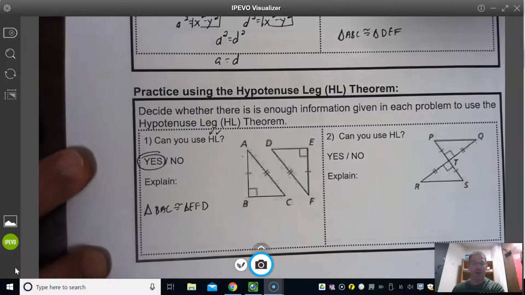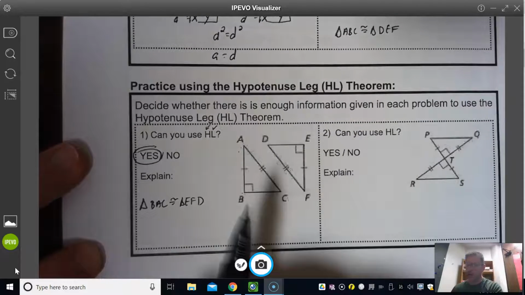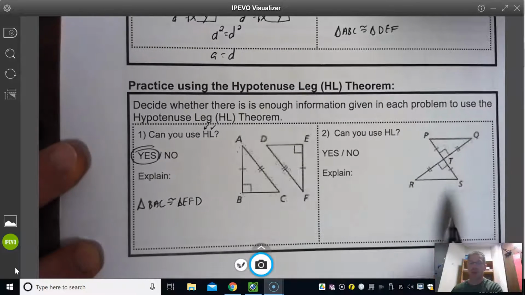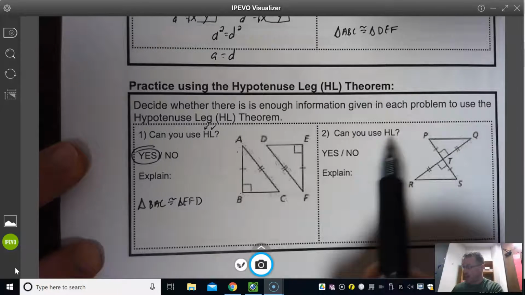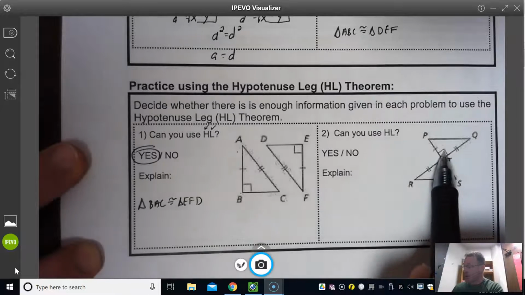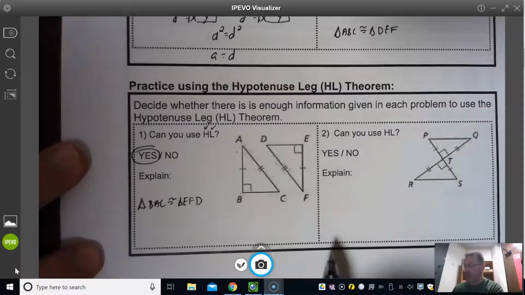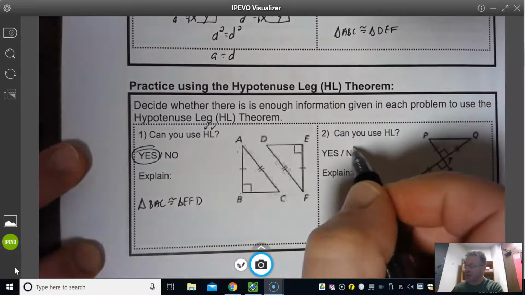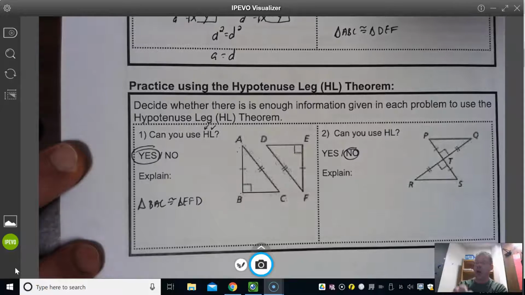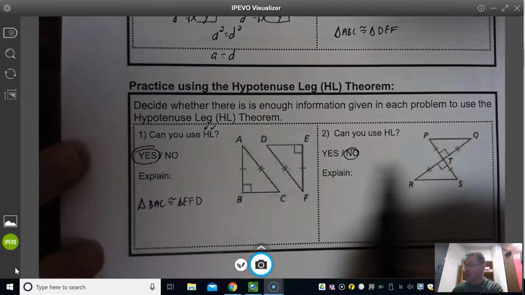Okay. All right, notice, can we use HL here? All right. Well, do we have a right angle? Yes. Okay. All right. Now, hypotenuse leg says I have to have the hypotenuse. So I'm going to start with that. Notice, across from the right angle here, we don't know that PQ is equal to RS. So can I use hypotenuse leg? No.